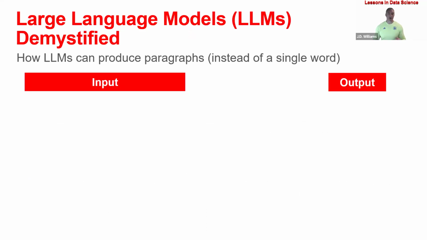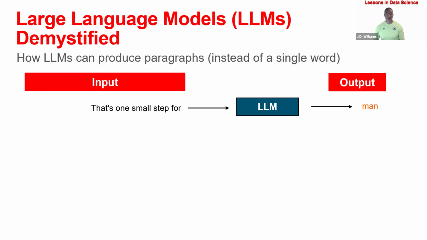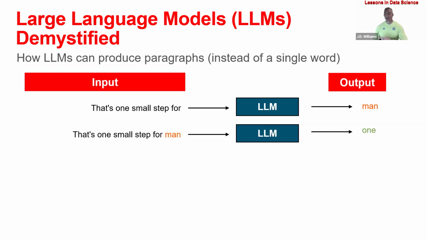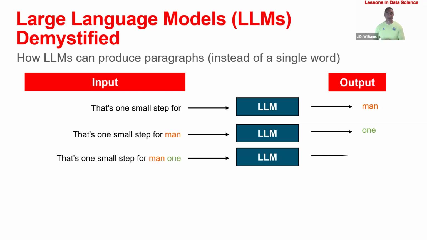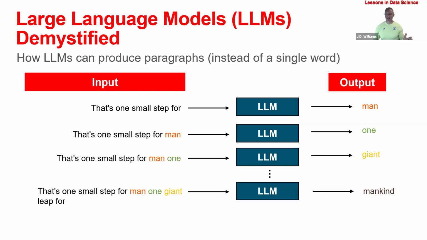Now, how can these large language models produce paragraphs instead of just a single word? I'll use an example from Neil Armstrong when he landed on the moon. If we begin with the phrase, that's one small step for, the large language model might predict man. Now we take that word man and put it back into the input. That's one small step for man. One giant leap for mankind. So we continuously put the output back into the input to produce the next word.